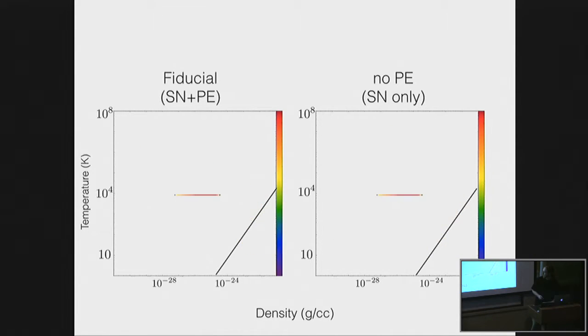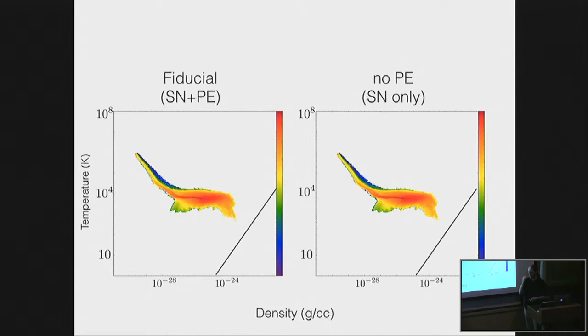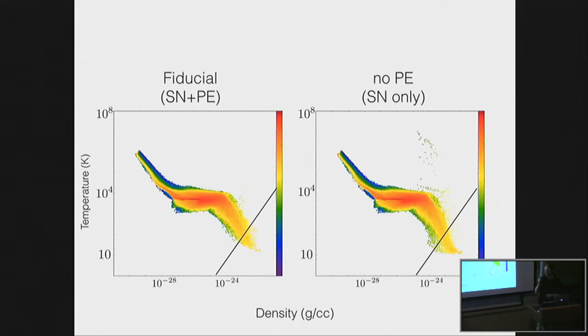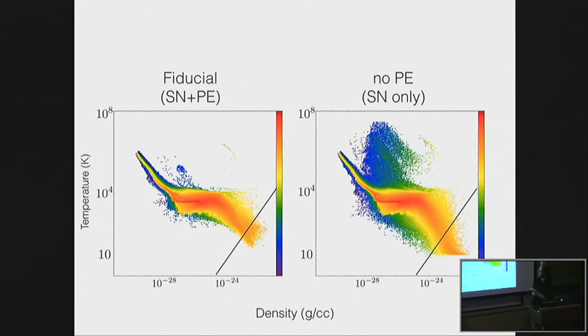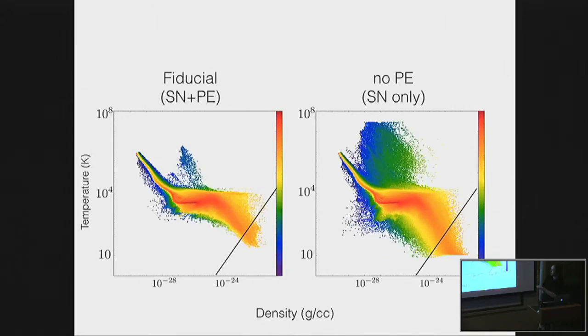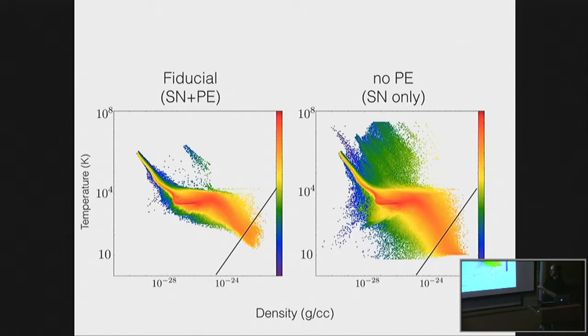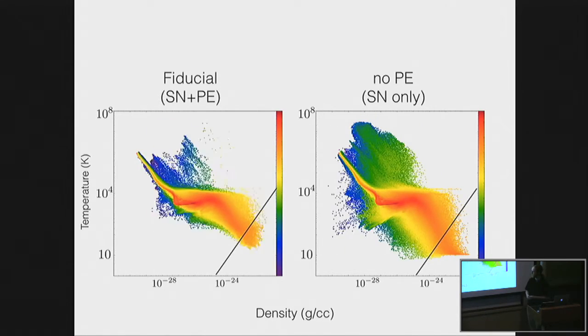Whereas, if you only have supernovae, because supernovae have some delay before they go off, and because they only affect a very local area, whereas the photoelectric heating can affect sort of wide swaths of the galaxy, you end up in the supernova-only case with lots and lots of cold, dense gas, which is where all the star formation is coming from.